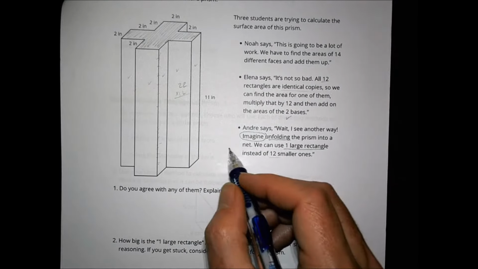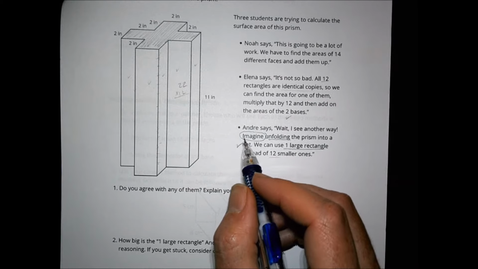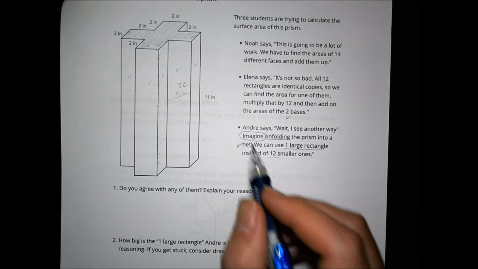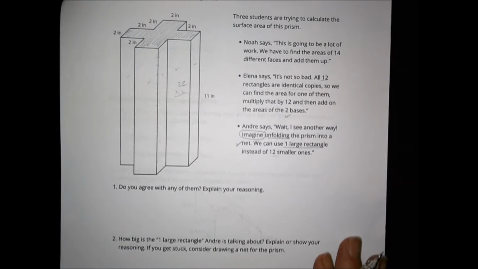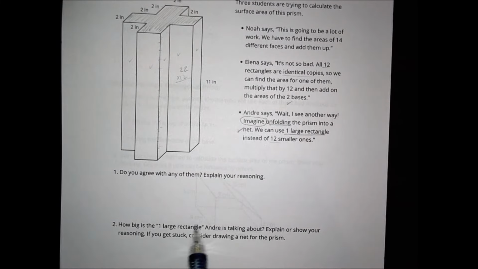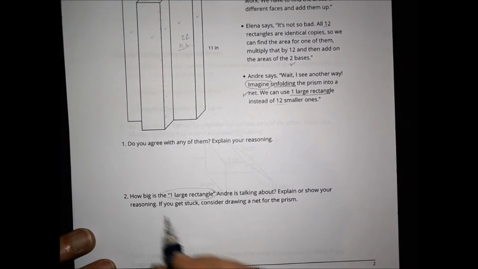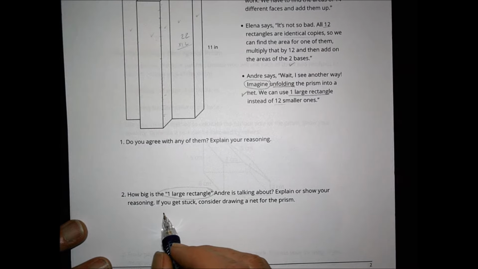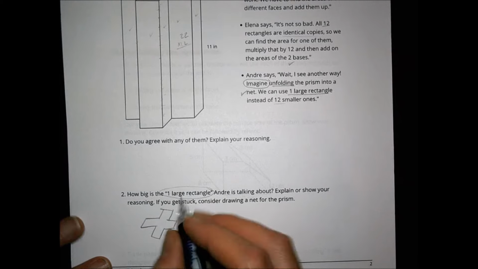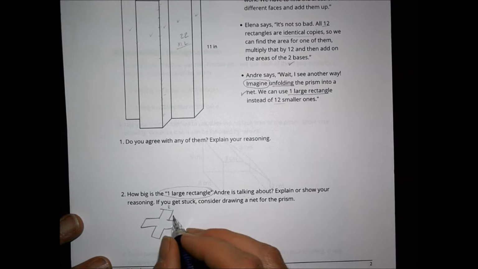It just takes some more thinking to do Andre's than the other one to figure out how do we get to those numbers there. So number 2 asks us, well, how big is the one large rectangle that Andre is talking about? So how do we do that there? Well, let's take a look at the base first of all. You have this cross shape like so. Okay, and each of these has a length of 2.